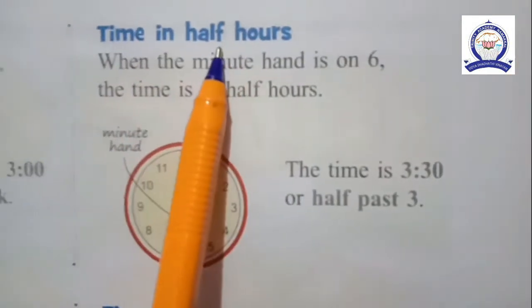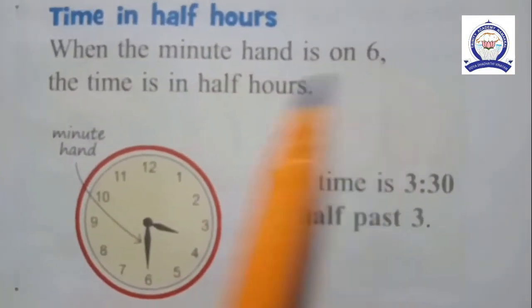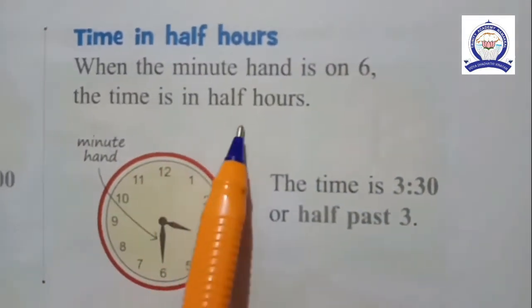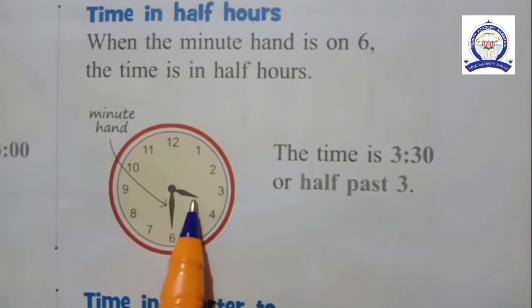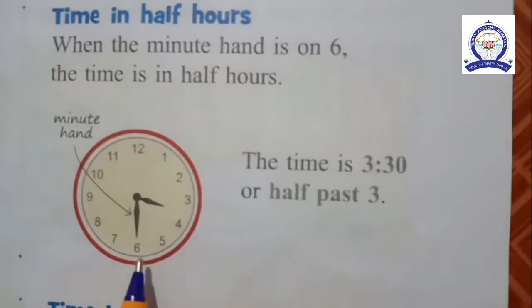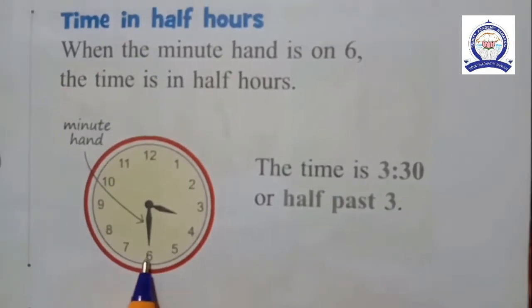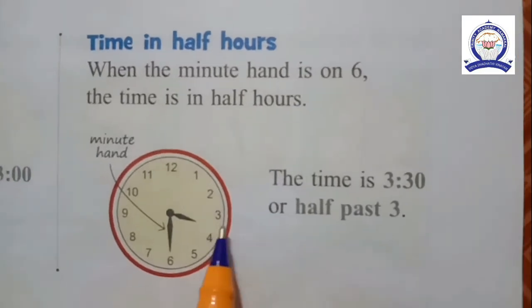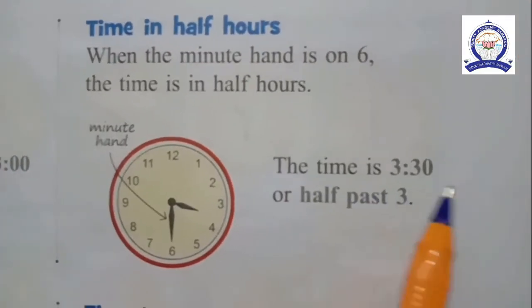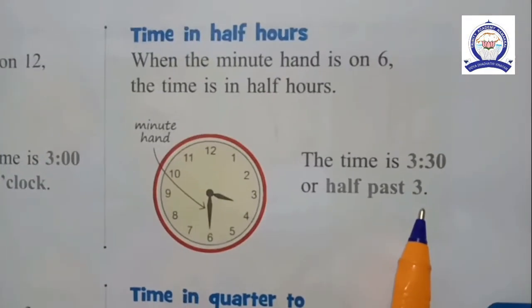Time in half hours. When the minute hand is on 6, the time is in half hours. See children, the small hand is in the number 3. The big hand is in the number 6. 6 5s are 30 minutes. The small hand is in 3 o'clock. The time is 3:30 or half past 3. Okay children. See the next one.